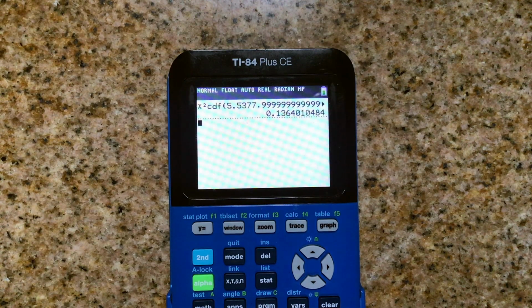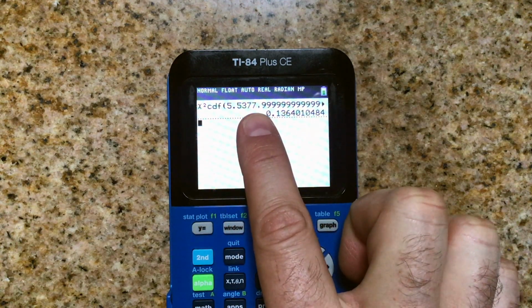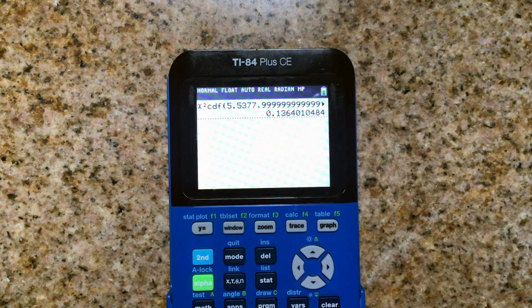Enter, and there is our value, 0.1364, and so on. If you're dealing with a calculator that didn't have that fancy menu I just mentioned, notice the order of things here. We got your lower bound, comma, upper bound, and then if I scrolled over, you'd see comma, degrees of freedom. You can use that exact syntax in order to calculate this. All right, so that is the idea behind just finding a p-value from all of this.